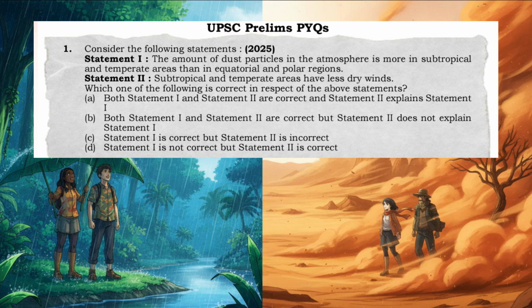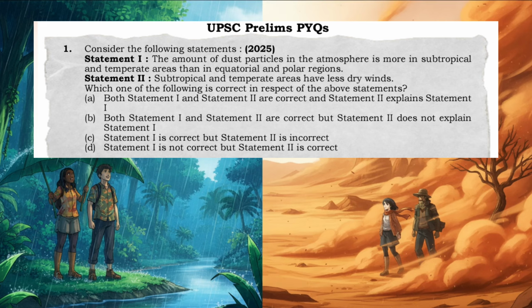Consider the following statements. Statement 1, the amount of dust particles in the atmosphere is more in subtropical and temperate areas than in equatorial and polar regions. Statement 2, subtropical and temperate areas have less dry winds. Which one of the following is correct?